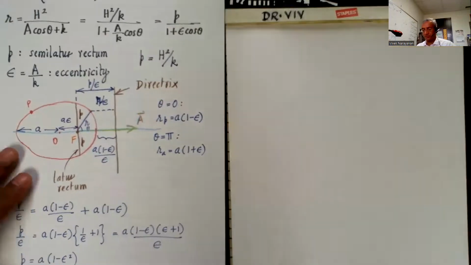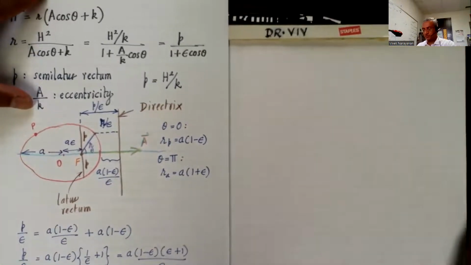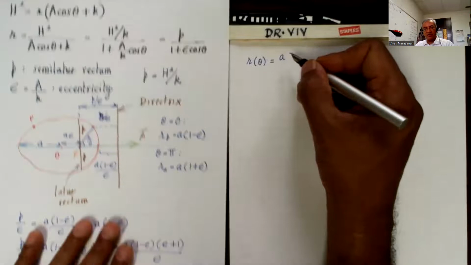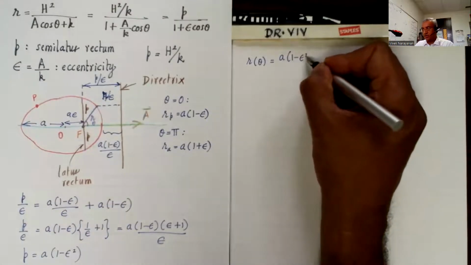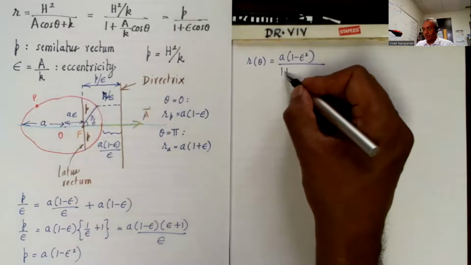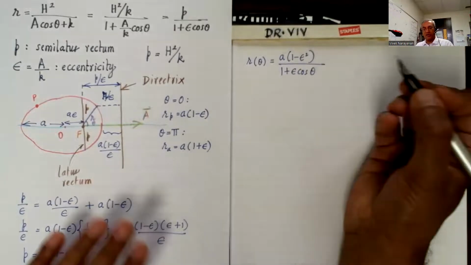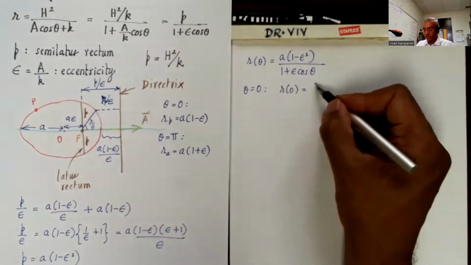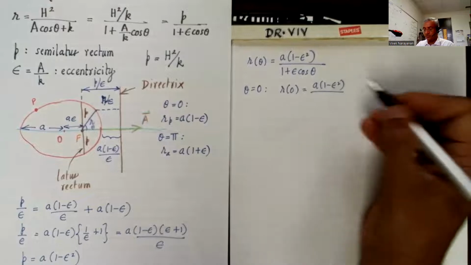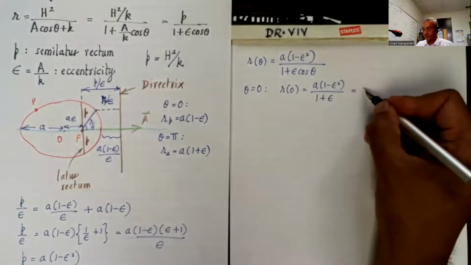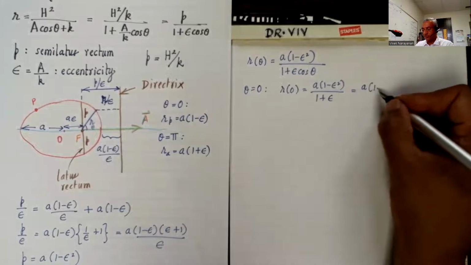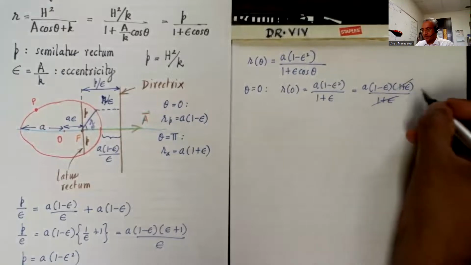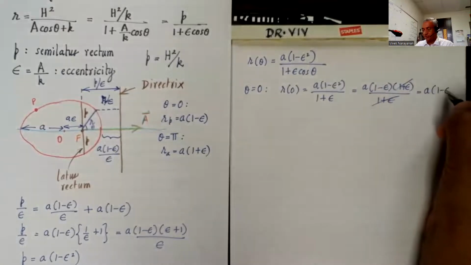So the R equation, R of theta, is P, which is A times (1 minus epsilon squared) divided by (1 plus epsilon cosine theta). And now it's abundantly clear that when theta equals 0, we can work it out. R of 0 is A times (1 minus epsilon squared) divided by (1 plus epsilon), and that's going to be... 1 minus epsilon squared is just (1 minus epsilon) times (1 plus epsilon). And that's just the perihelion distance, Rp.